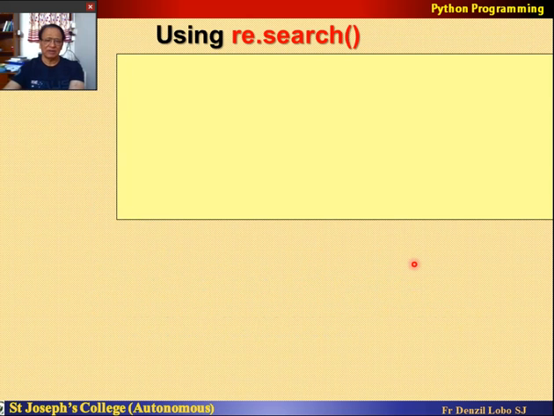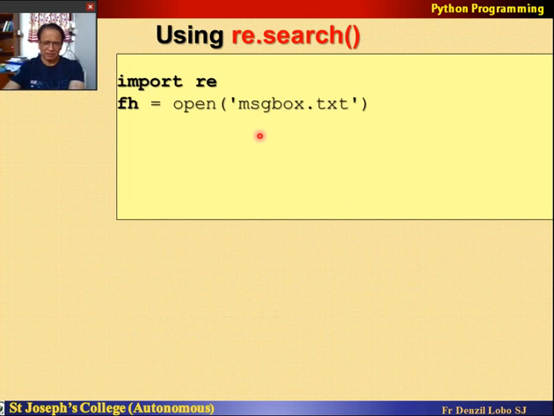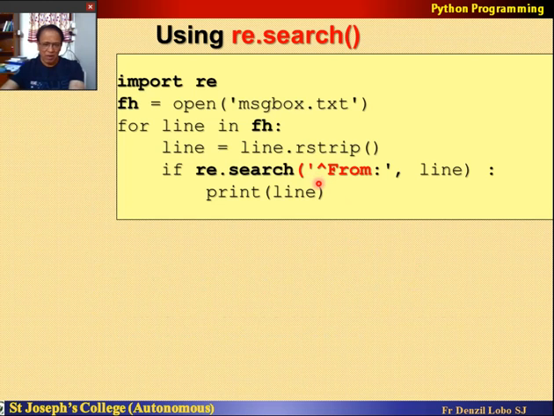So let us see. Again, we shall use search. I'll be importing this re, that is the object. I'm opening this message box, and now I have used here: only extract those lines which start with From. See, start with From. At the beginning, there should be From. If it is not at the beginning of the sentence, you omit that. That is the meaning of this caret before From.